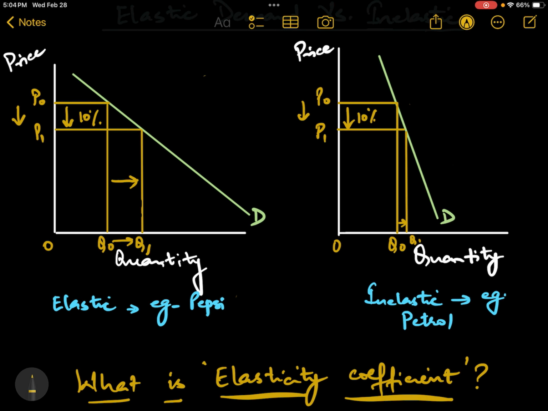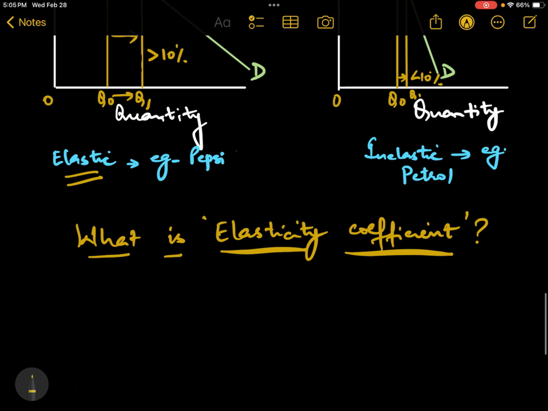Now let's discuss what the elasticity coefficient is. If you notice in our graphs, in the case of elastic goods, a decrease of 10% in price is going to lead to more than a 10% increase in quantity demanded. And in the case of inelastic goods, a decrease of 10% in price is going to lead to less than a 10% change in quantity demanded. Now, how can I show this?